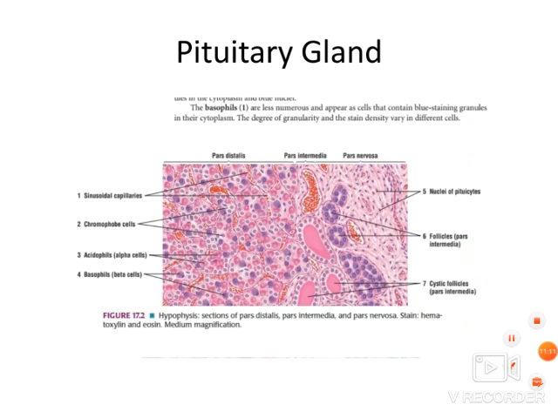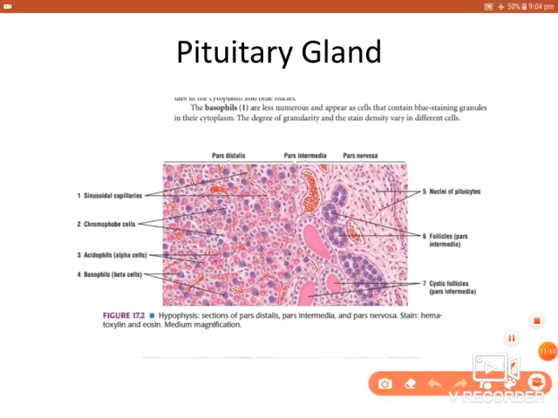Here you can see the intermediate part, the pars intermedia. It consists of colloid filled vesicles, which is rudimentary in humans. It secretes melanocyte stimulating hormone.